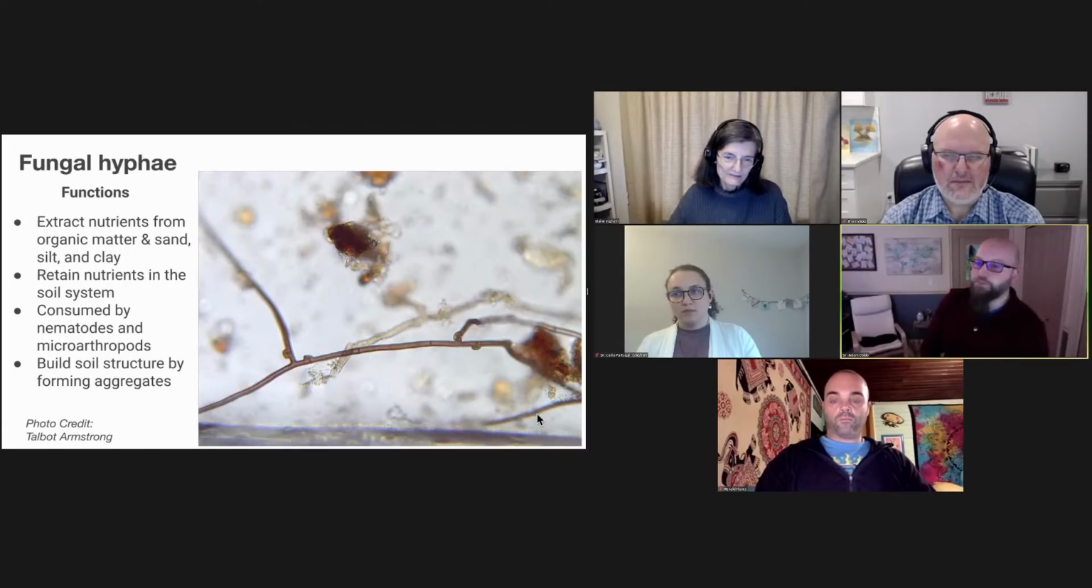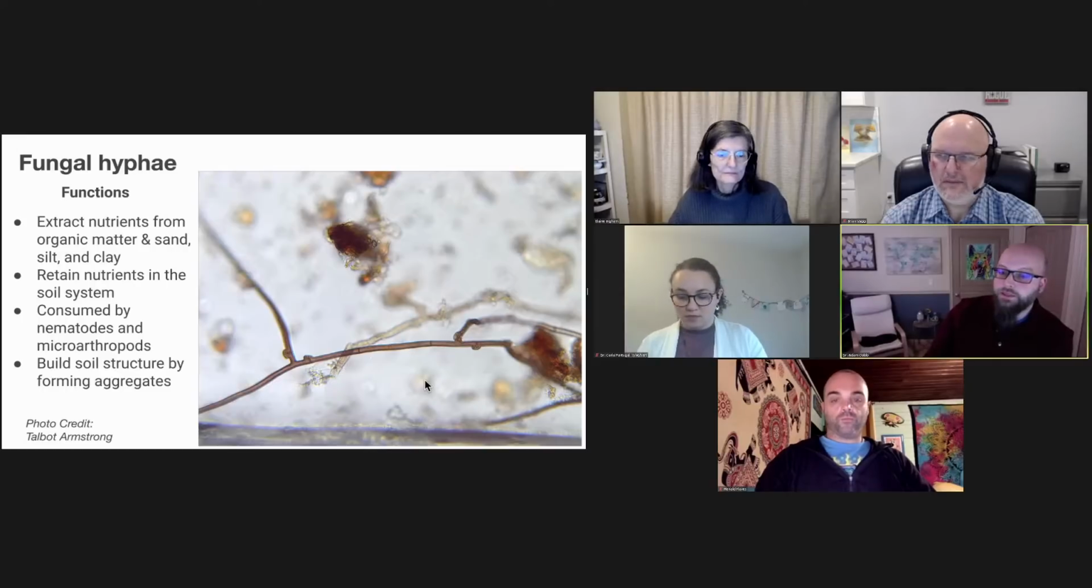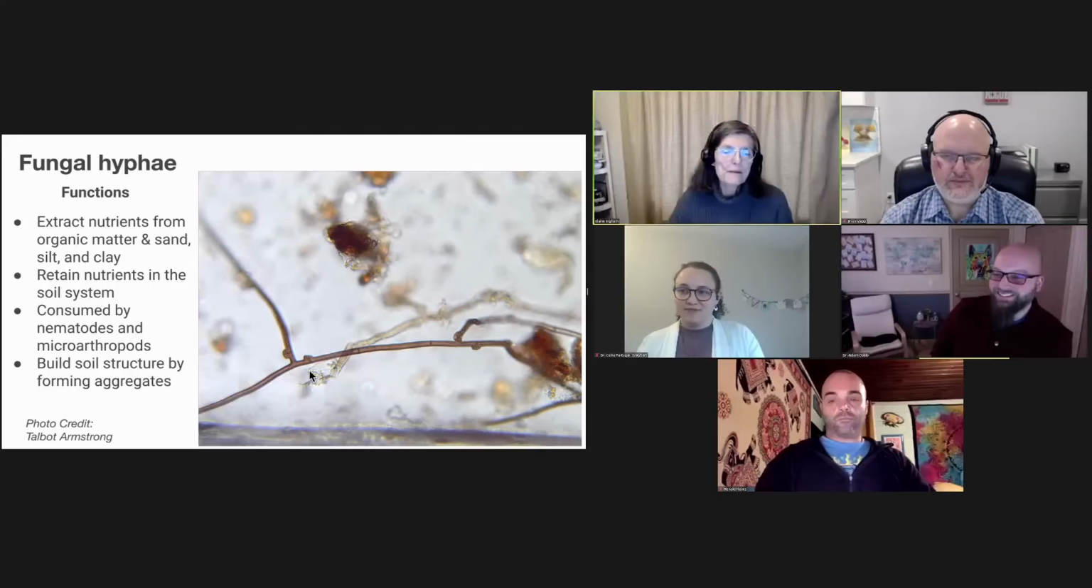This is a beautiful picture from, I believe, one of our former students, of fungal hyphae. And this would be a basidiomycete, right, Elaine? Because of that clamp connection, we know the kind of fungi that it is. Probably one of the best fungi that you can have for most crops.